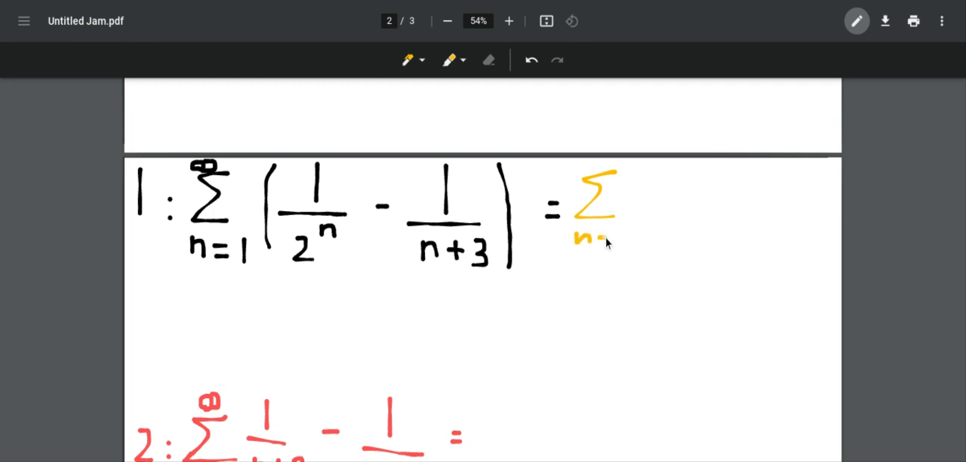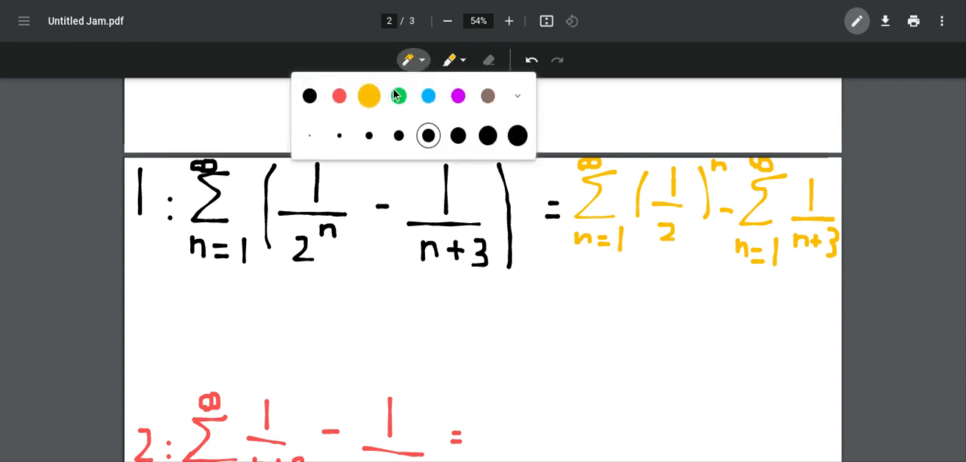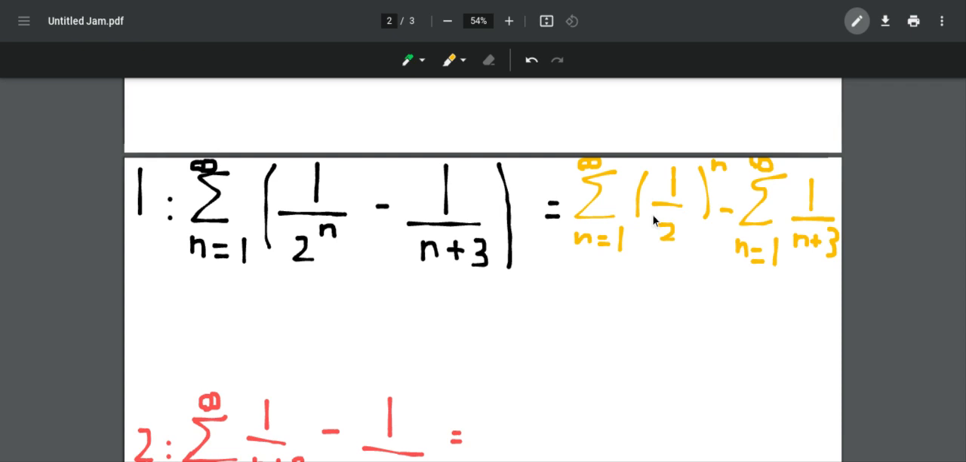So what we will have, if you break them up, is the sum from 1 to infinity of 1 over 2 to the power of n, and then minus the sum from 1 to infinity of 1 over n plus 3.